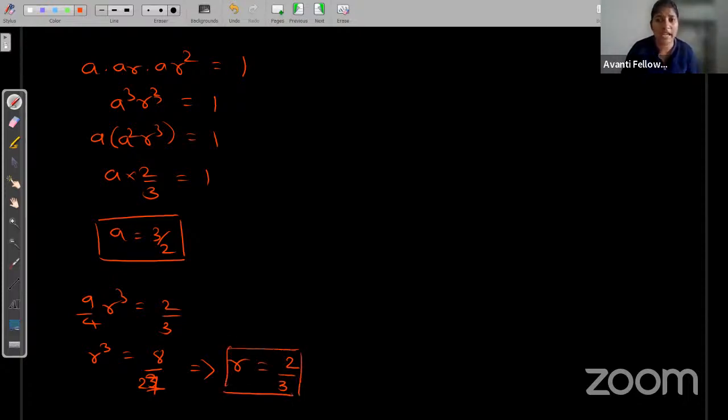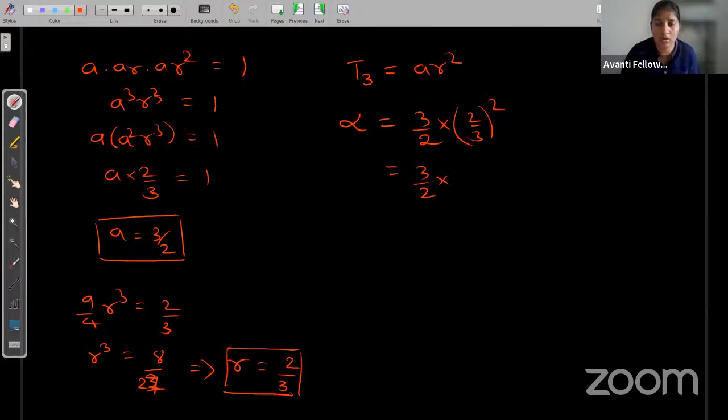We found the value of A and R, right? So the third term we can easily find. T3 will be equal to what? T3 will be equal to A into R square. So alpha will be equal to A, which is 3 by 2, into 2 by 3 whole square. It's going to be 3 by 2 into 4 by 9. 2 1s are 2, 2 2s are 4, 3 1s are 3, 3 3s are 9. So alpha will be equal to 2 by 3.